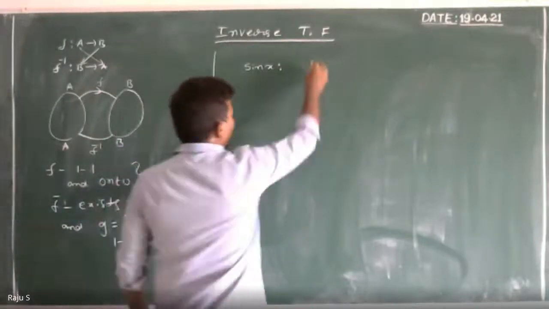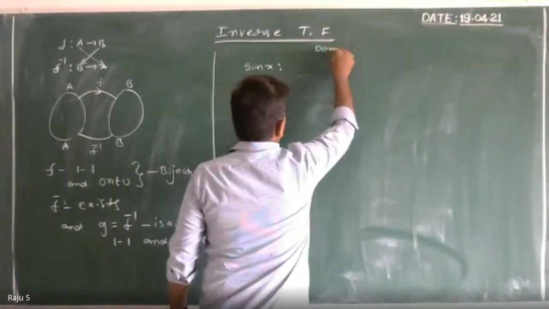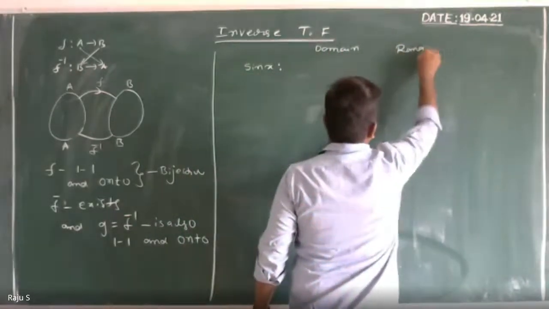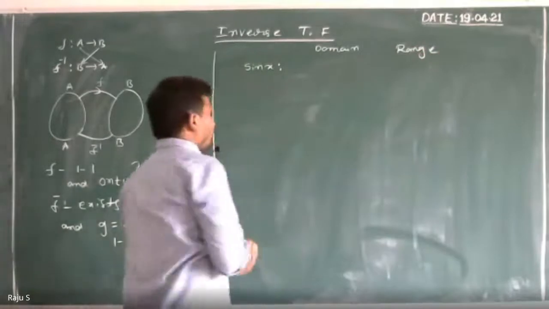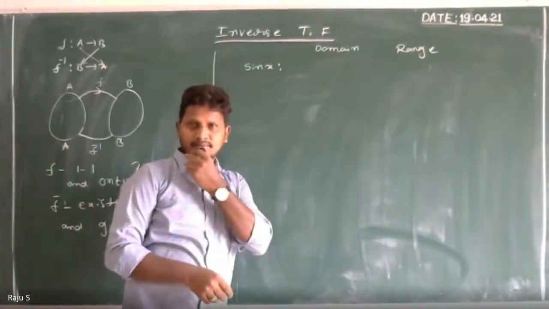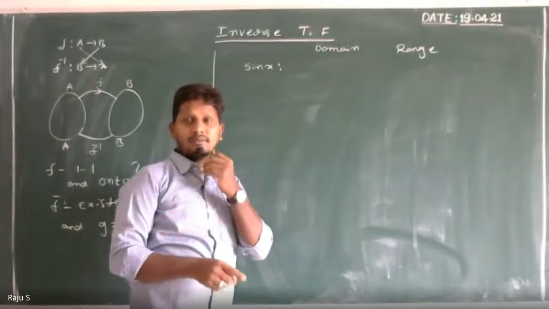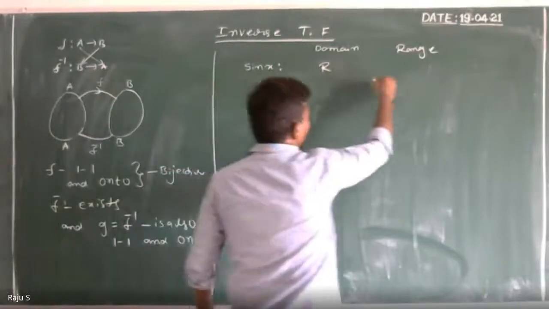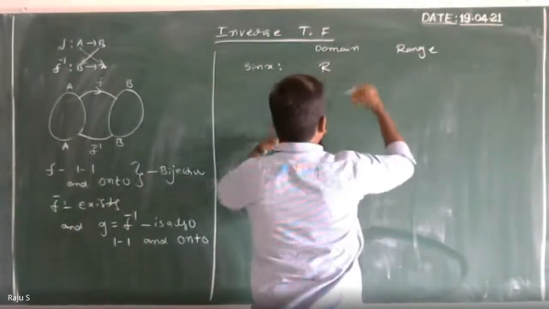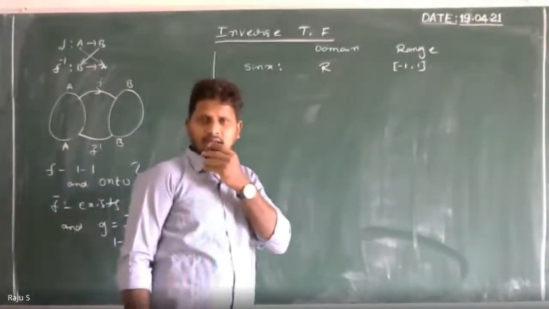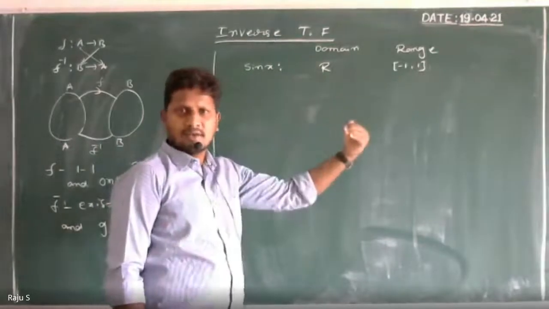Then what is the domain and what is the range of the given function? What is the domain of sine x? Anyone? Domain means, remember, all real values. So what is the range? The maximum value and minimum value is called the range. So the maximum value is +1, the minimum value is -1.